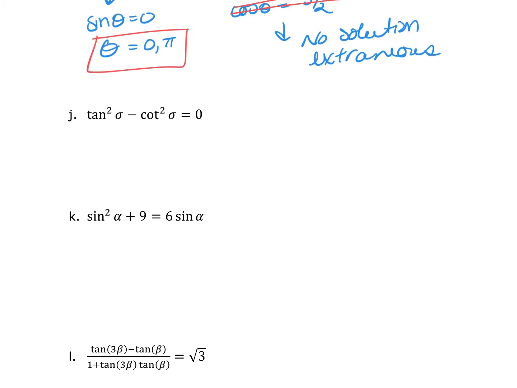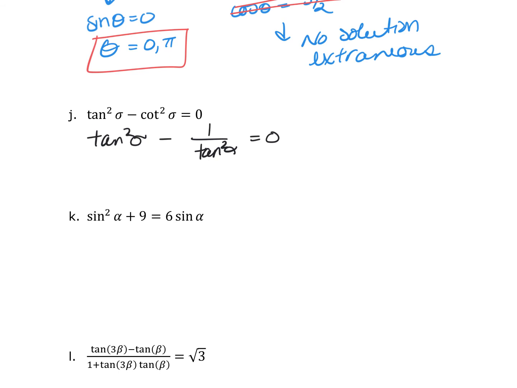All right, so I have the tangent squared sigma minus the cosine squared sigma. Now the problem that I have is I have tangent and cotangent. So if I have a mix, I'm going to have to write it as a single one. So I'm going to write the tangent squared of sigma minus 1 over the tangent squared of sigma is equal to 0.